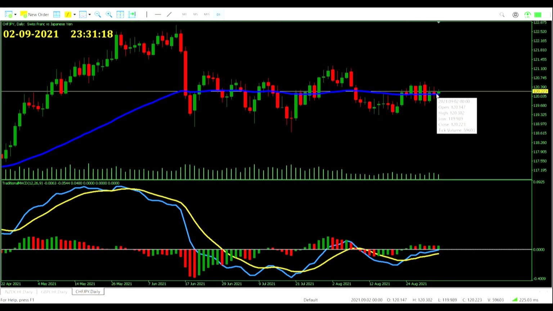The Swiss franc yen, the rangiest of all the pairs this last week and continues to be so. Alternate days, red, green, back and forth. A lot of uncertainty on this pair.